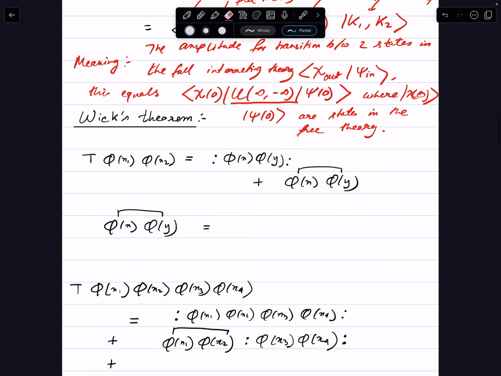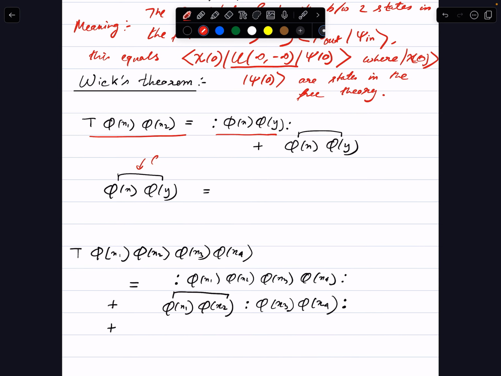So if I have two fields, phi(x1), phi(x2), their time ordering and normal ordering are related by this. So this is time ordering, this is normal ordering, and this is some weird thing that I have written that I will explain. This line is called a contraction. But this is nothing scary or new. This is something you have already encountered.